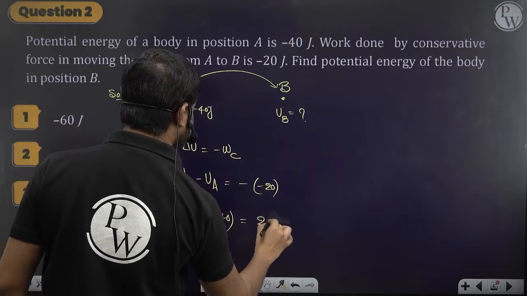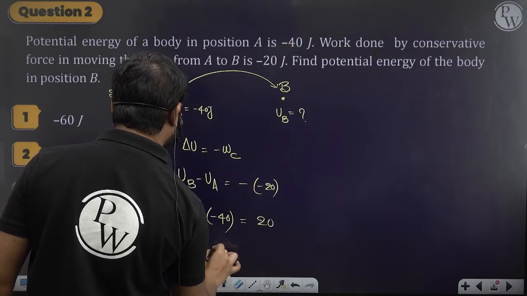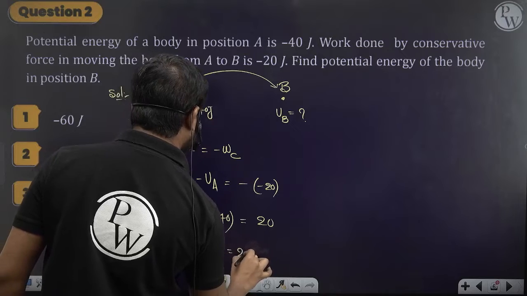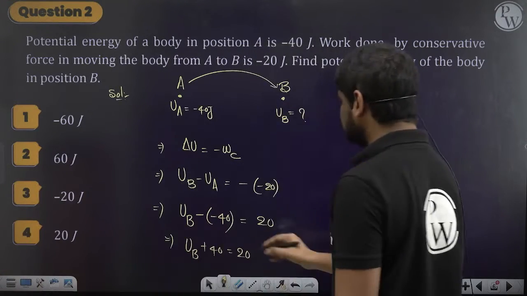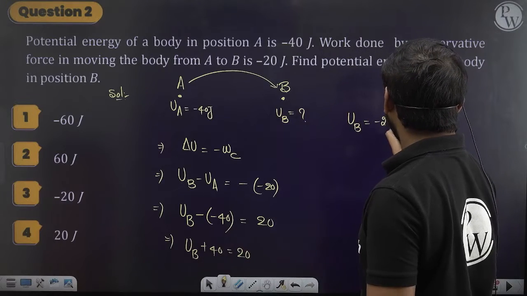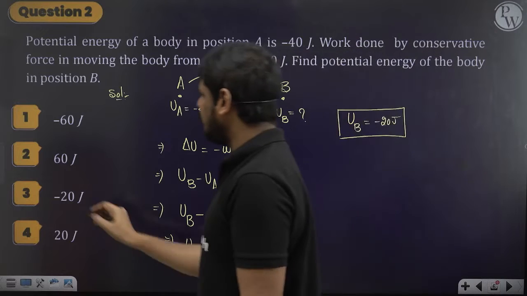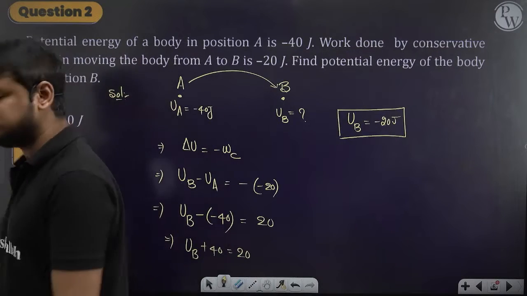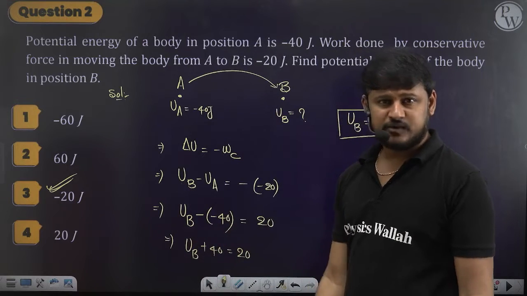So that is equal to 20. From here, UB plus 40 is equal to 20. Then the potential energy at B will be 20 minus 40, which is minus 20 joules. So the potential energy at point B is minus 20 joules. Option C is the correct one, guys. Understood the concept, everyone? Chal.